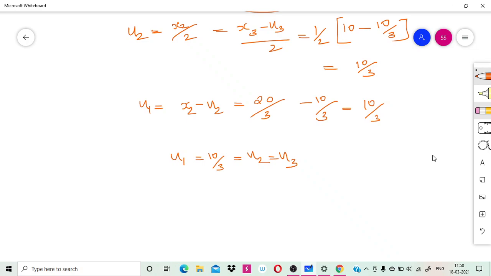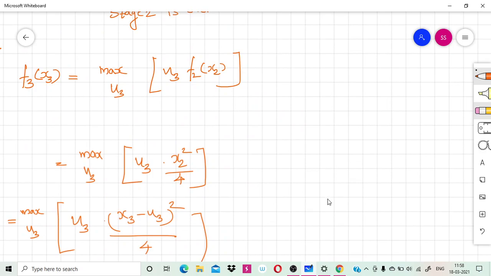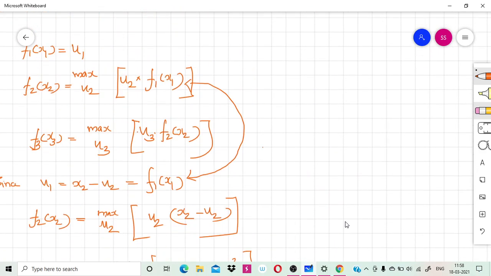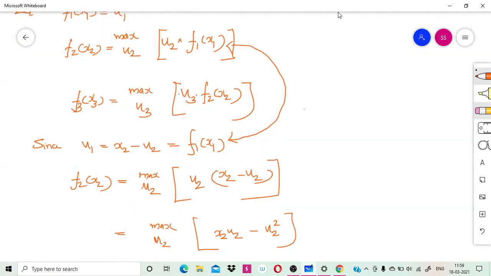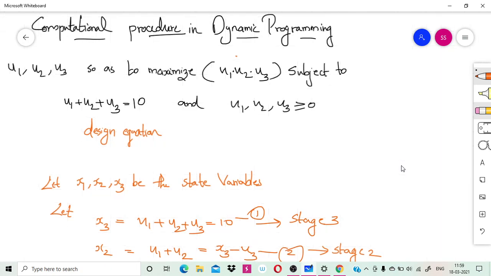Now our problem is to maximize the function u1 into u2 into u3, subject to the design equation and u1, u2, u3 greater than or equal to 0. So the maximum value will be 10 by 3 into 10 by 3 into 10 by 3, which is equal to 1000 by 27. So this will be our answer.